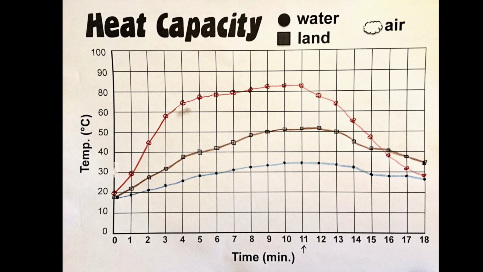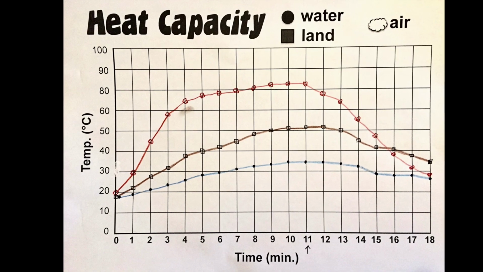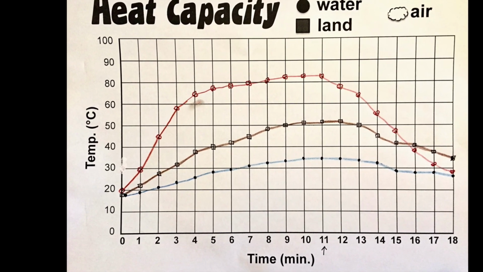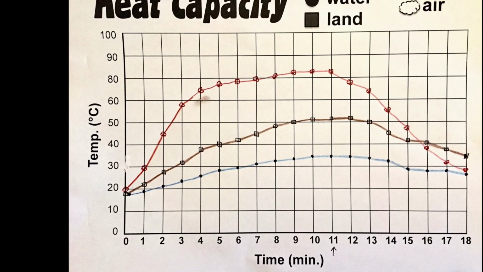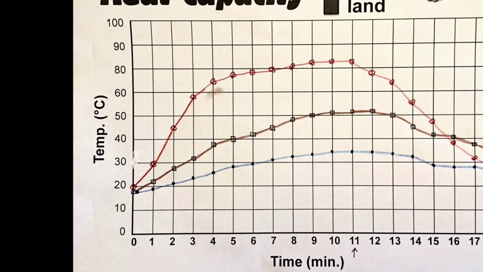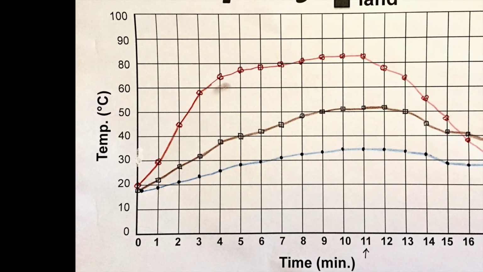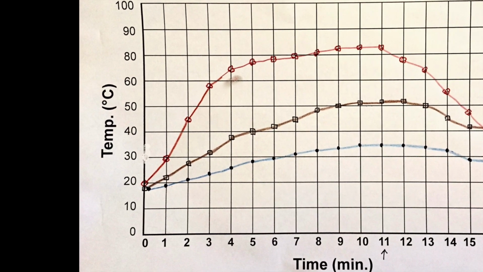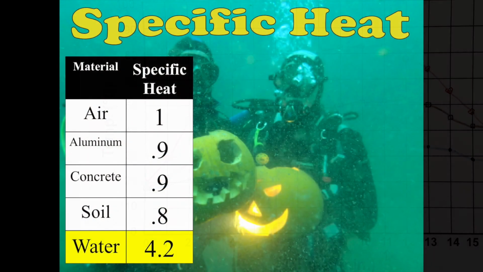Welcome back, everybody. Hopefully your graph looks like mine. And we have, wow, 3 substances that really react differently when heated up. Air, look at it. It just gets really, really hot, really fast, and then it cools off fast at the tail end of this. Land in the middle. Water takes forever to heat up, and it takes a long time to cool down.